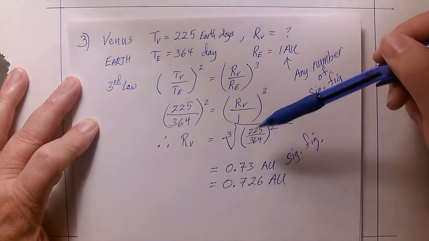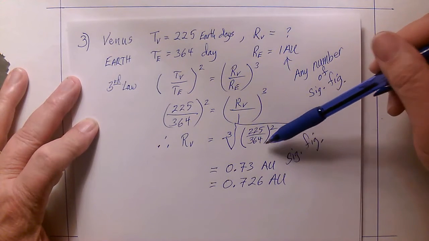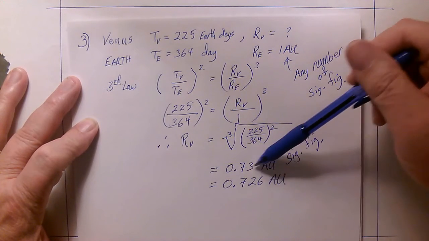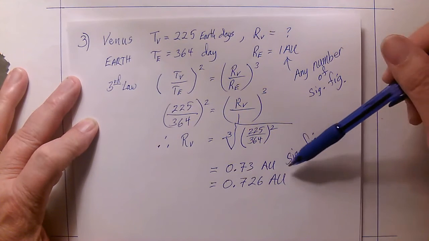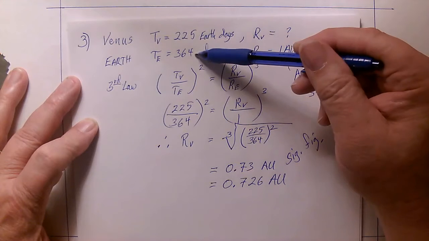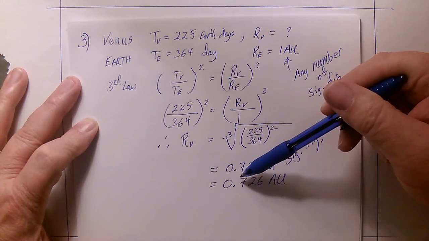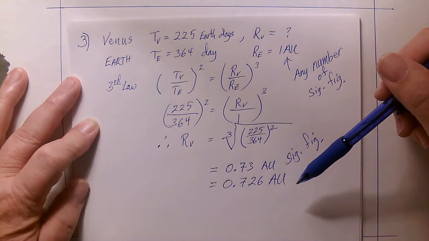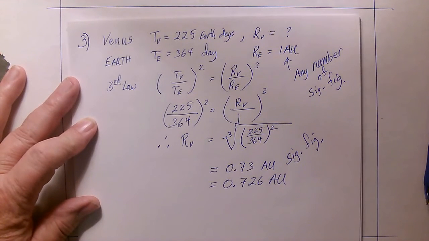So this is 1, this is RV, so that's cubed, this is squared, and the cube root on both sides says that RV is equal to the cube root of this quantity squared. I wrote down 0.73, and then I remembered this has 3 sig figs, so I need to write 3 here, so 0.726 is what you should get. I don't think the back of the book has the correct answer on that one.